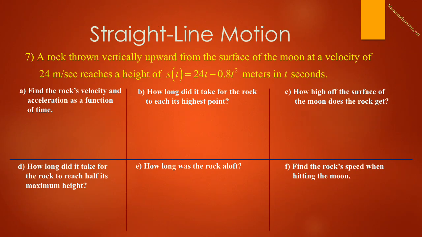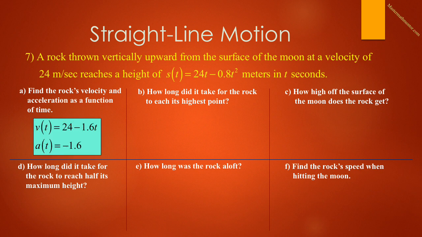7 reads, a rock thrown vertically upward from the surface of the moon at a velocity of 24 meters per second reaches a height of S of t equals 24t minus 0.8 t squared meters in t seconds. There are 6 questions that are typically asked in a calculus setting.